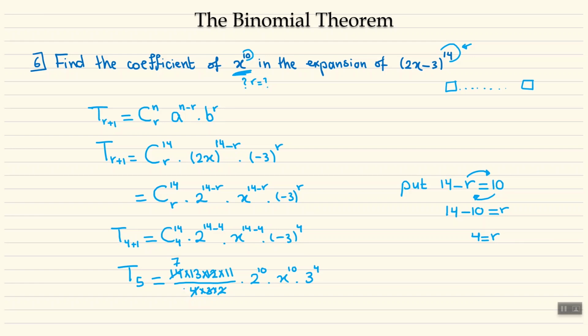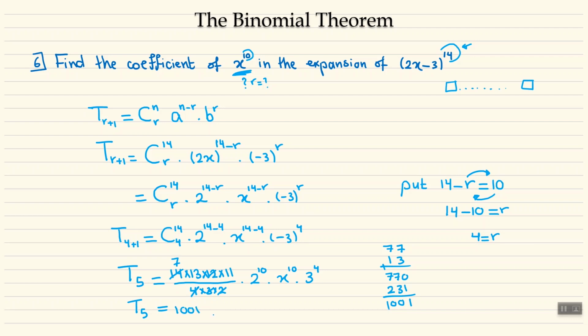So we're left with 7 times 13 times 11. 7 times 11 is 77. And 77 times 13. So T5 equals 77 times 13. We can solve here. 10 times 77 is 770, and 3 times 77 is 231. So the answer is going to be 1001.